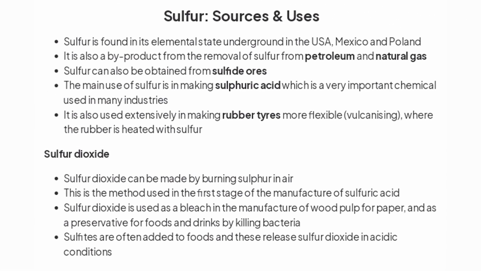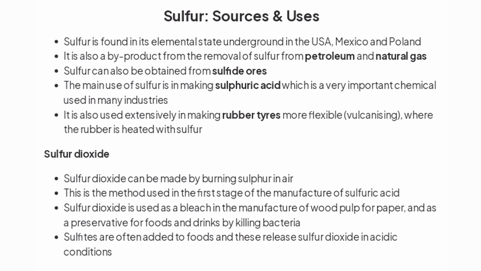Sulfur sources and uses. Sulfur is found in its elemental state underground in the USA, Mexico, and Poland. It is also a byproduct from the removal of sulfur from petroleum and natural gas. Sulfur can also be obtained from sulfide ores.